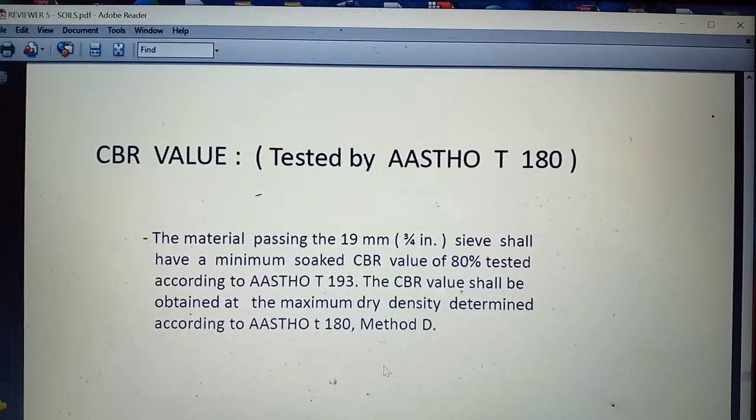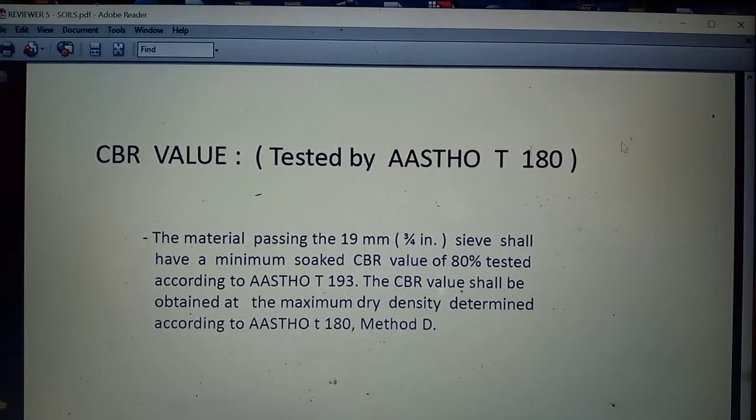Okay? So, speaking of CBR value or California bearing ratio, yung material na gagamitin natin is yung nagpass kay 19 mm sieve. Yung CBR value niya is at least 80%. Then, dapat yung maximum dry density niya is ma-determine by AASHTO T180. Okay? Dapat AASHTO to American Association of State Highway and Transportation Officials. Okay?